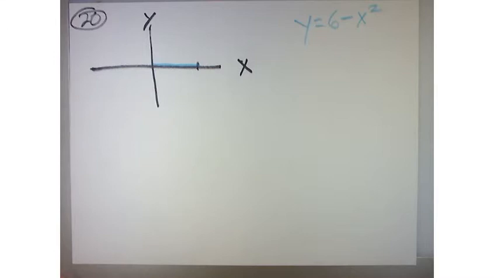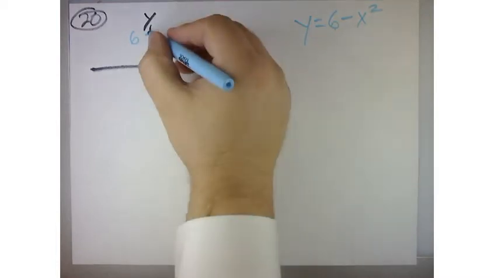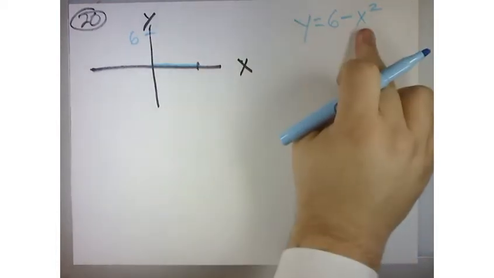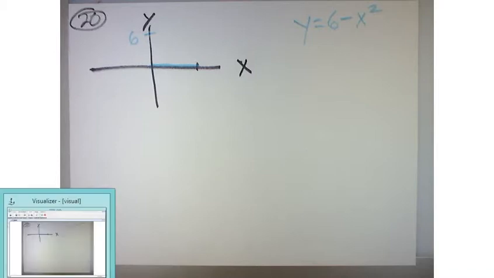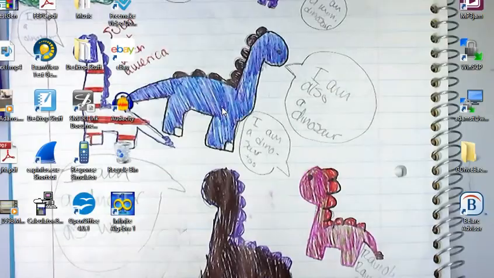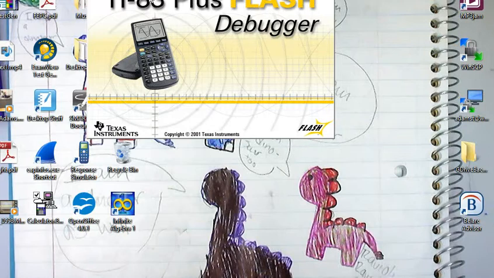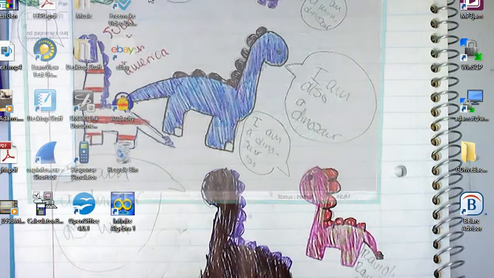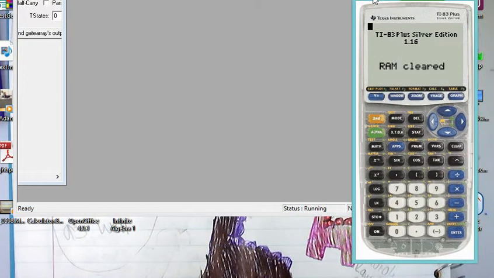You guys should know this off the top of your head, but this has a y-intercept at y equals 6, and it's an upside down parabola. Now, if you didn't know that off the top of your head, the first thing you would need to do is graph it. So that's what we'll do. And we will look to see, because it says the vertex of this thing is on this graph. So now let's look at what that looks like.